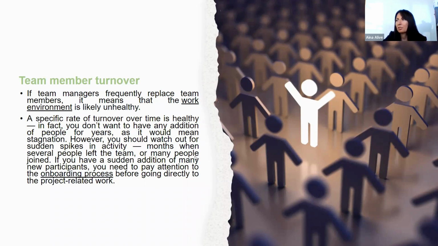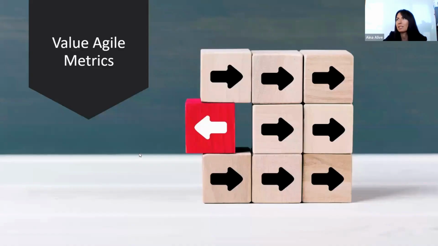However, you should watch out for sudden spikes in activity, like months when several people left the team or many people joined, and sometimes it leads to just one toxic team member. So it's something to watch out for during the process.